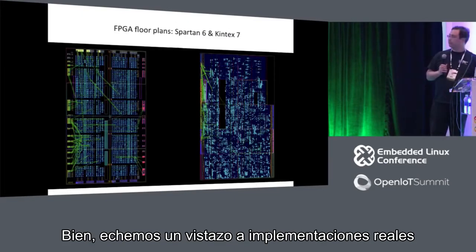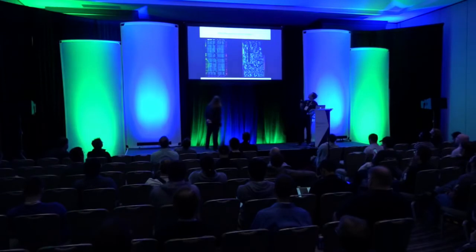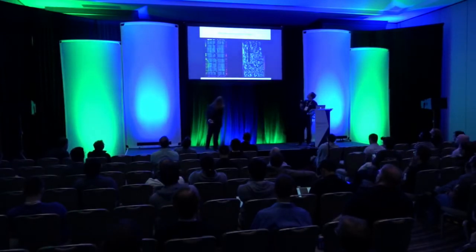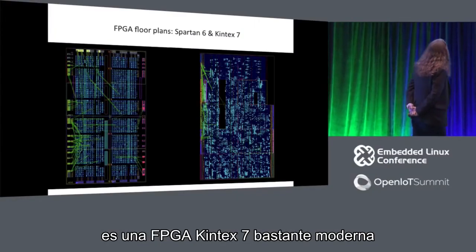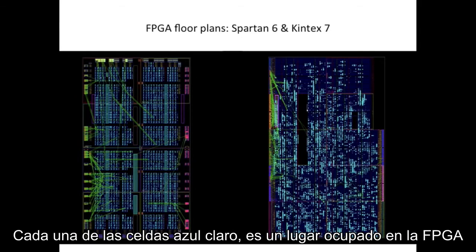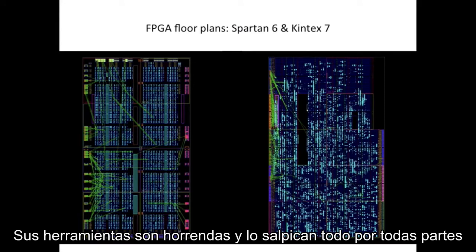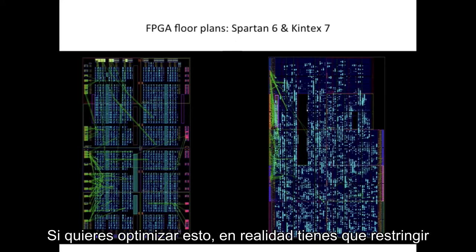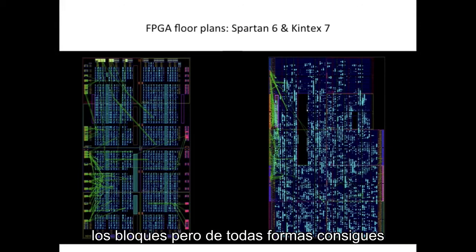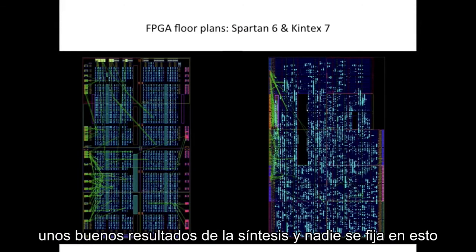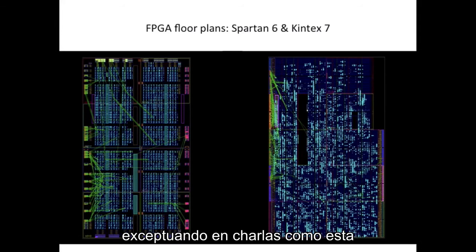Okay, so let's have a look at some real implementations. The one on the right is a fairly modern Kintex 7 FPGA. Each of the light blue cells is an occupied site on the FPGA. And this device is not, their tools are awful. It splatters everything all over the place. If you want to optimize this, you actually have to constrain the blocks, but you get good synthesis results anyway, and nobody ever looks at it except in talks like this.